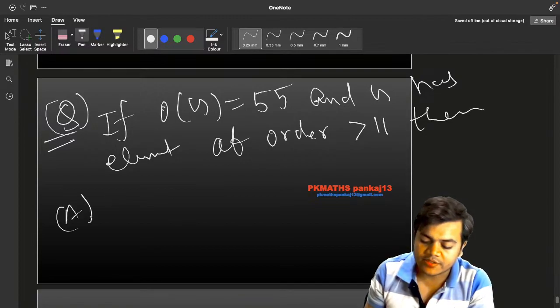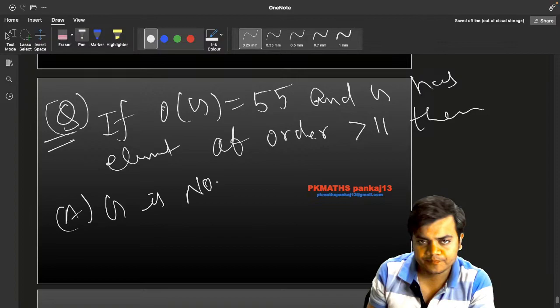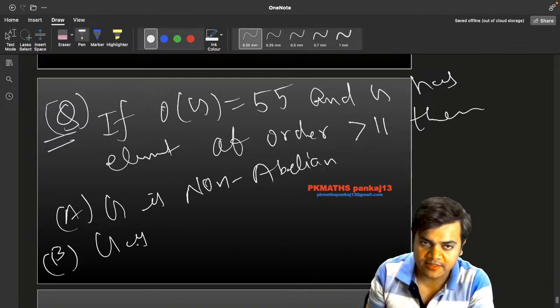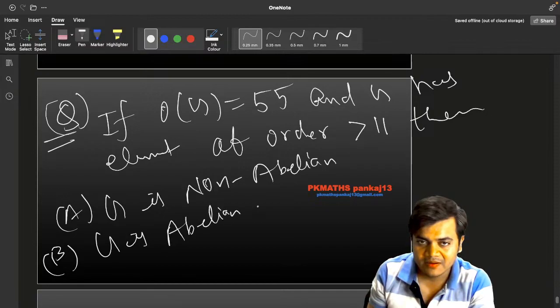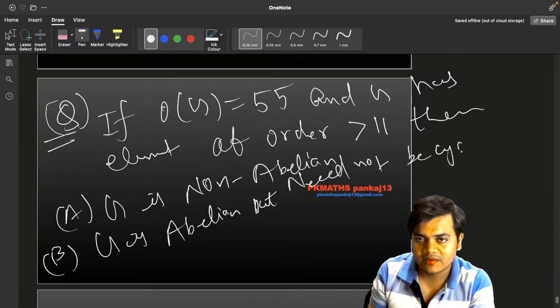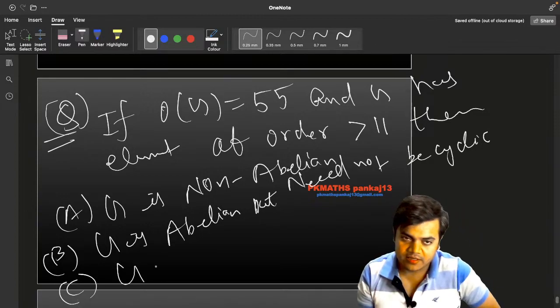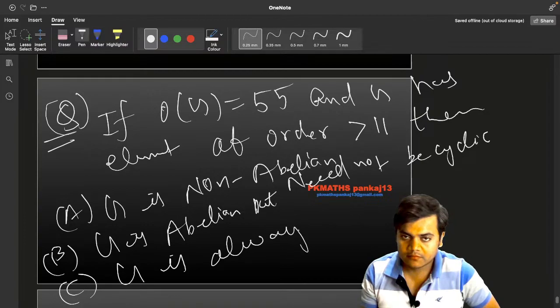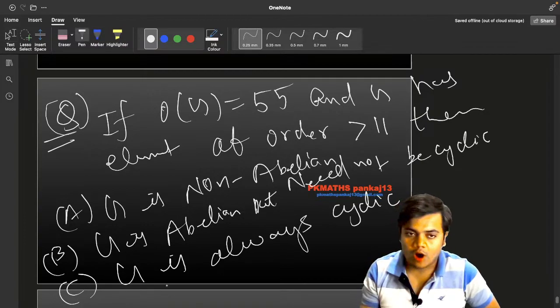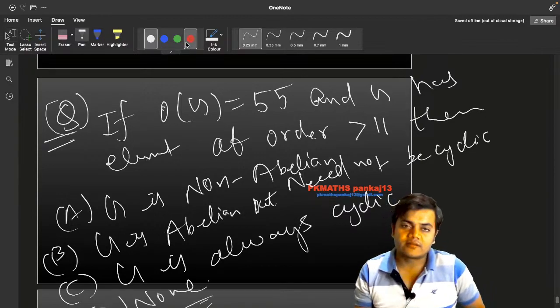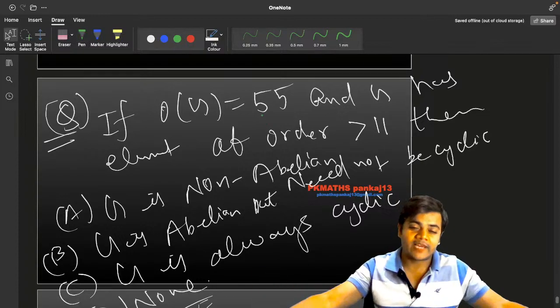Then what would you like to say? In option A, G is non-abelian. In option B, G is abelian but need not be cyclic. Option C, G is always cyclic. And option D is none.